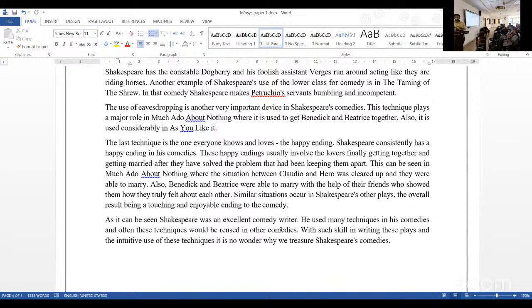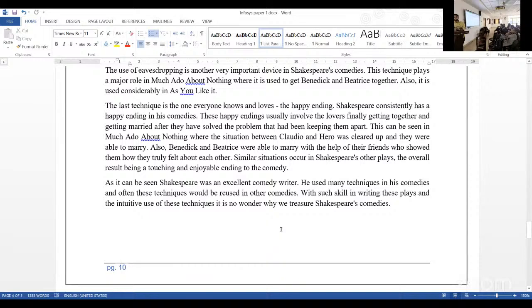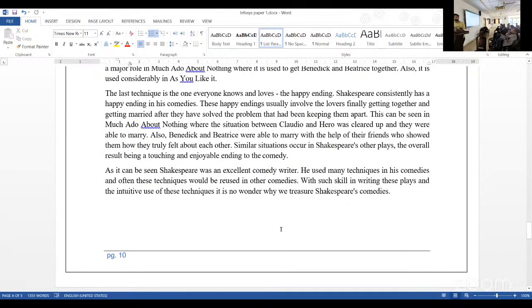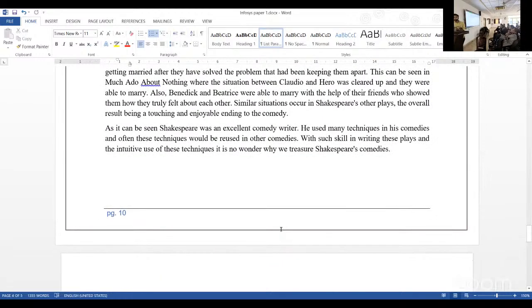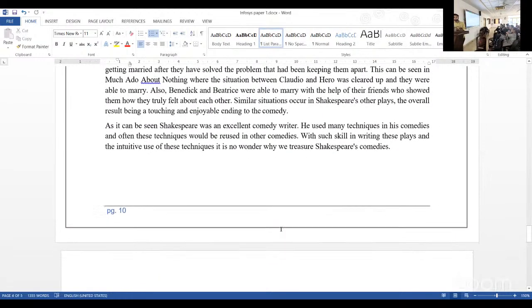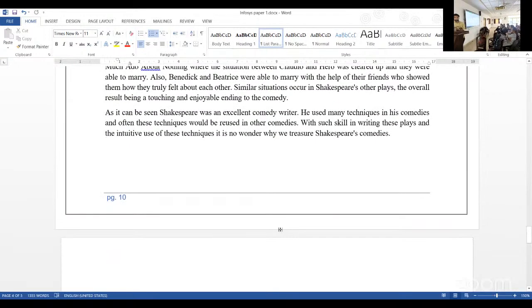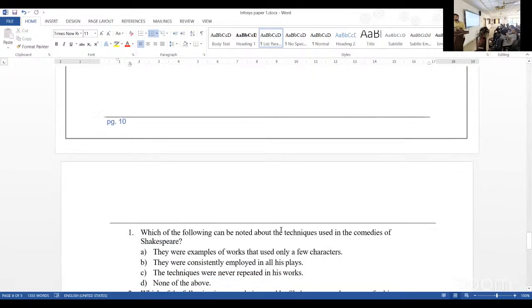This can be seen in Much Ado About Nothing, where the situation between Claudio and Hero was cleared up and they were able to marry. Also, Benedick and Beatrice were able to marry with the help of their friends who showed them how they truly felt about each other. Similar situations occur in Shakespeare's other plays, the overall result being a touching and enjoyable ending of the comedy. As can be seen, Shakespeare was an excellent comedy writer. He used many techniques in his comedies, and often these techniques would be reused in other comedies with such skill in writing. With these plays and the intuitive use of these techniques, it is no wonder why we treasure Shakespeare's comedies.